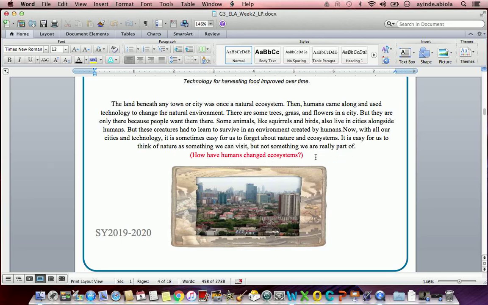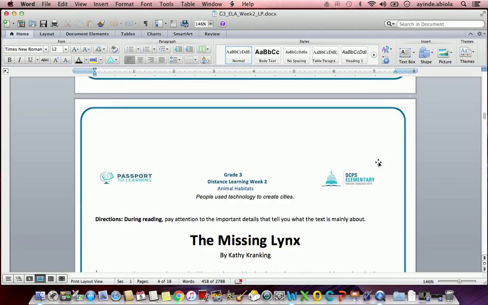How have humans changed ecosystems? Based on what you've read, how have humans changed ecosystems? Humans have changed ecosystems by making cities, by having their own crops that they harvest, and this has affected animals in many ways, as we're going to continue reading as we keep going.